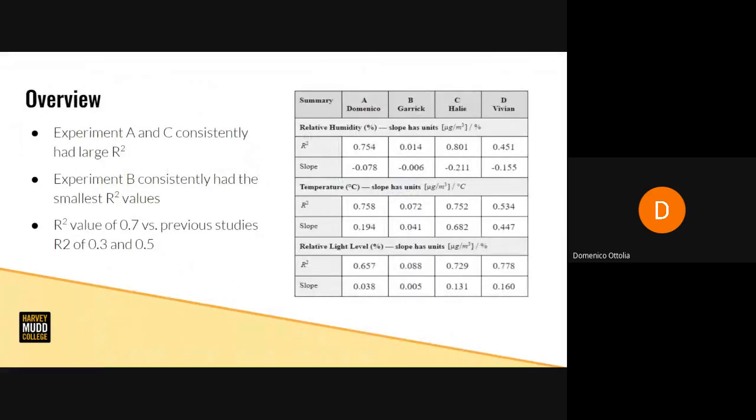And an overview of the entire experiment is that experiments A and C consistently had a large R-squared value above 0.65. Experiment B consistently had a low R-squared value below 0.1. And the R-squared value for our study was actually much higher than other studies. It was about 0.7 versus 0.3 and 0.5 for the other studies. And we attribute this mostly to the data smoothing that we did.